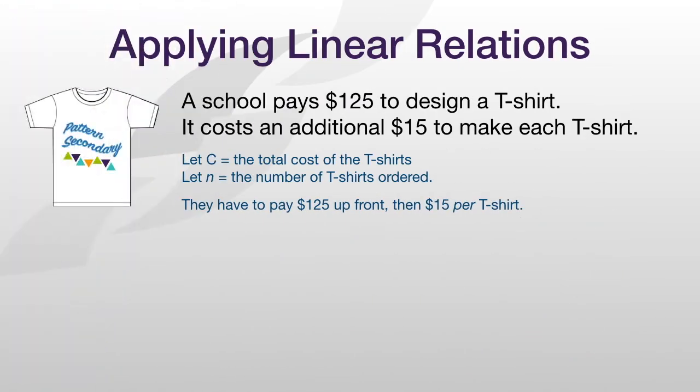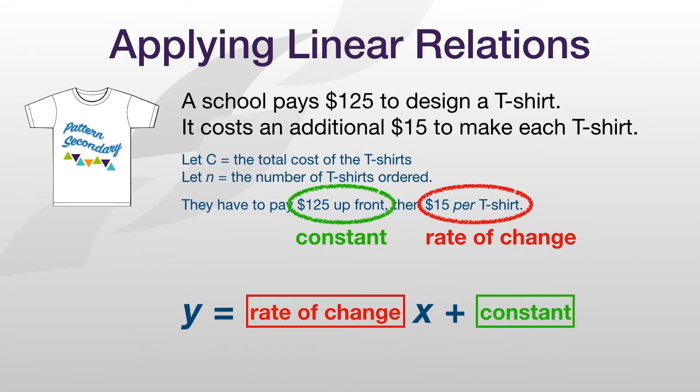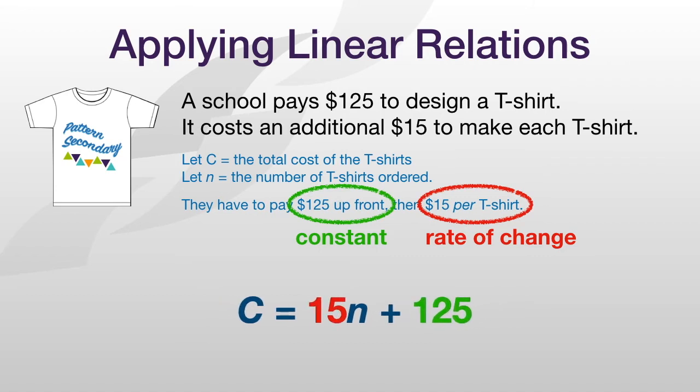A more direct way to determine an equation of the linear relation is to think about the meaning of the numbers in the problem. The $125 is the constant because that value remains the same no matter how many t-shirts are ordered. The $15 is per t-shirt, so that corresponds to the rate of change. Using our general equation, we can substitute in the values and determine that the equation is C equals 15n plus 125.